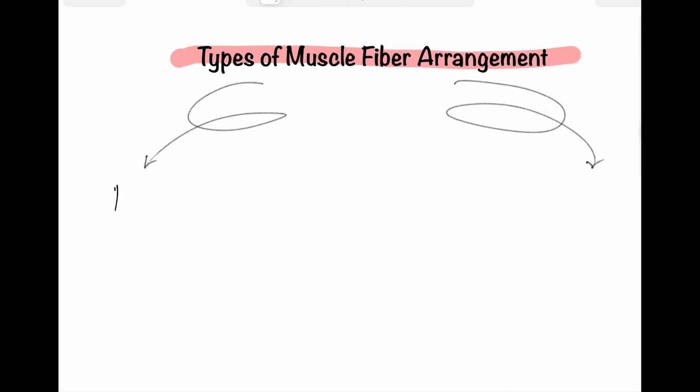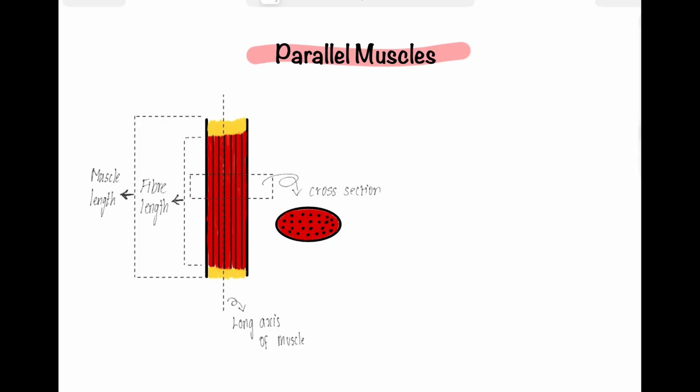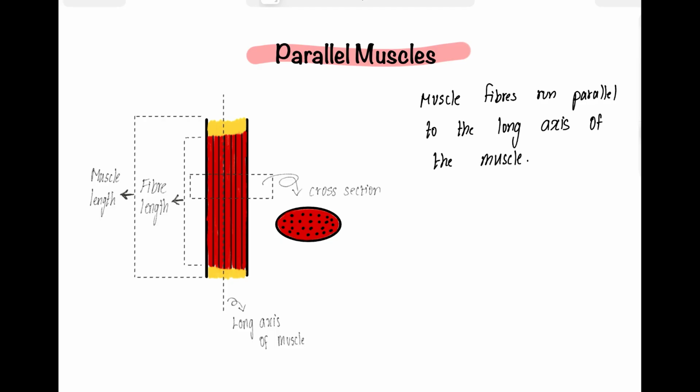There are two main types of muscle fiber arrangement: parallel and peniform, which is also called pennate. In parallel muscles, the muscle fibers run parallel to the long axis of the muscle. Now let's see the structural characteristics of parallel muscles.